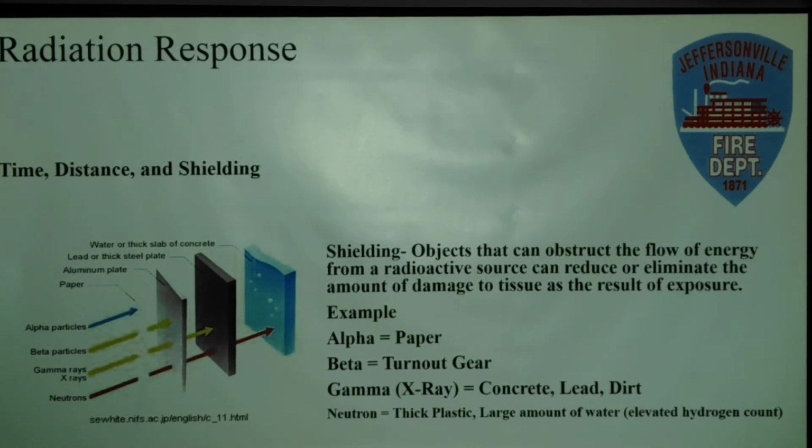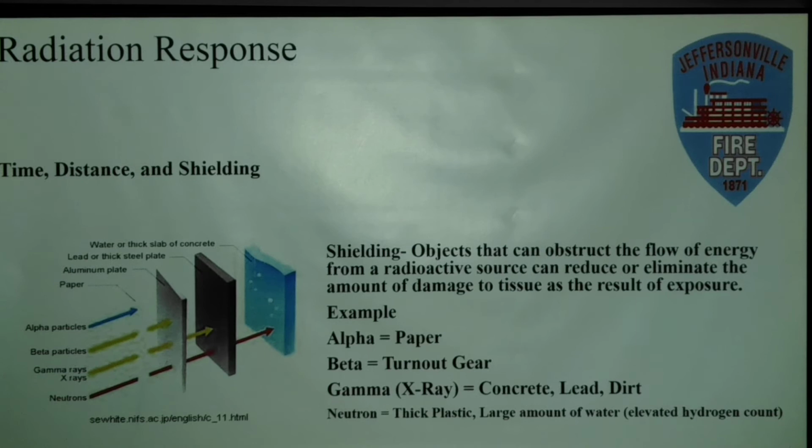Shielding. Placing objects that can obstruct the flow of the energy from radioactive sources can reduce or eliminate the amount of damage to tissue as a result of exposure. Now, like I said before, alpha particles are very weak, so therefore they cannot penetrate dead layers of skin, so paper is a good blockage for an alpha source. Whereas beta, again, your turnout gear needs to be a little denser, a little thicker, but it can block beta source as well as alpha.